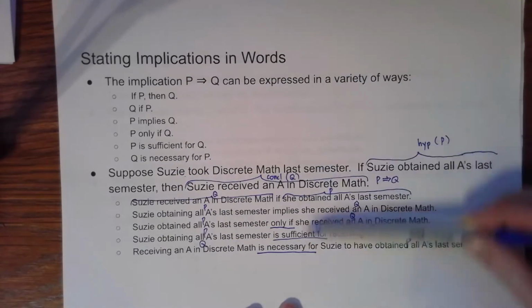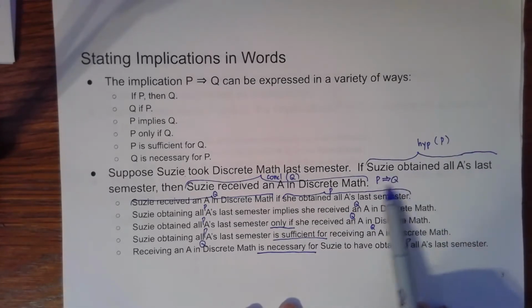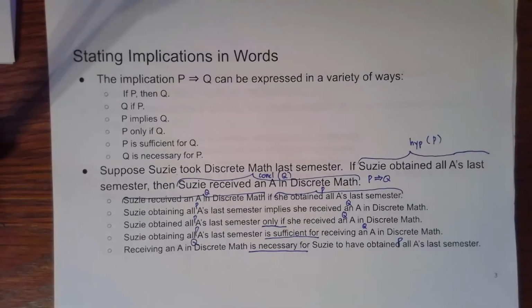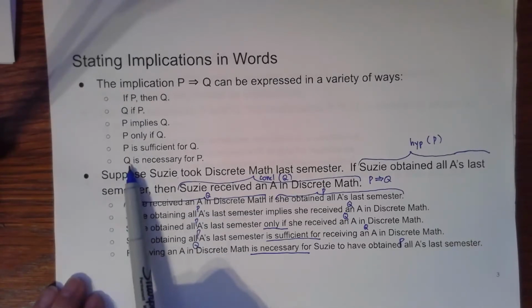So these all give us the same information. They're all written this way. It's just the orders are different. The ones that you really need to be careful with are this Q if P, and the Q is necessary for P.